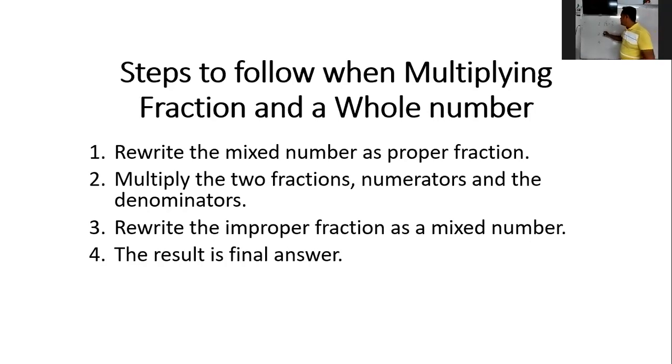Here we have, say, 1/2 times 7 and 2/. You can see it clearly. The last one is 7/4 times 3/8. Remember the steps. Change the mixed number into an improper fraction. Then after that, you multiply the numerator to the numerator, denominator to denominator. Then after that, rewrite the improper fraction as a mixed number.